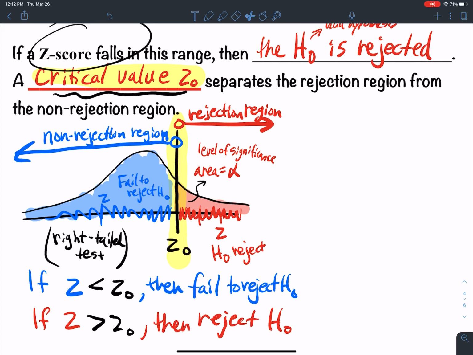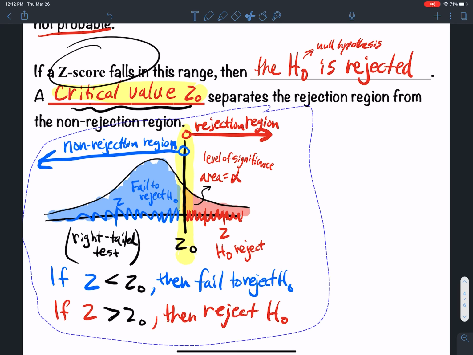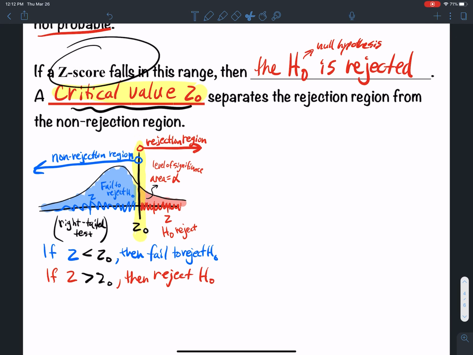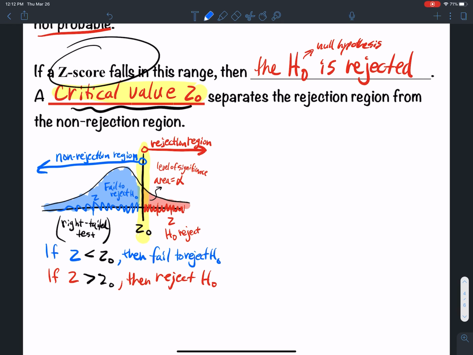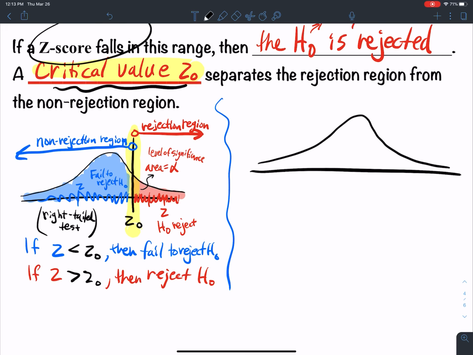All right, let me make this a little bit smaller so that I have more room to work with. Okay. So, what's going on here? We've got a normal distribution, two-tailed. Two-tailed. Sounds like my son is not very happy. Two-tailed test. Okay.